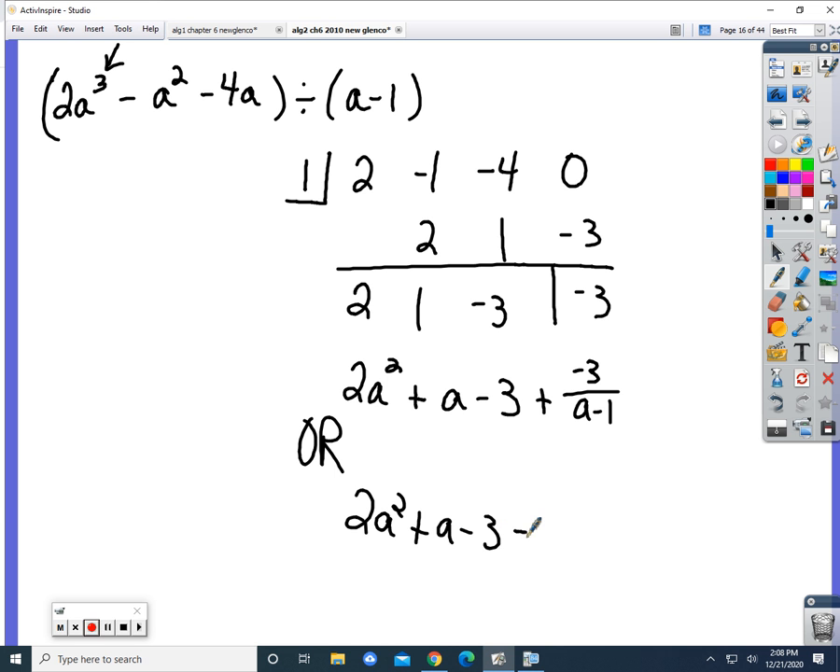They may go and say minus 3 over a minus 1. Okay? And I just want you to see, if you see that in the back, you're not confused why they're doing it. Those are both correct. They're the same thing.